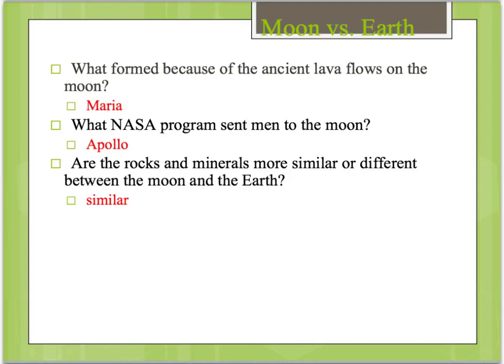So this is where you went into Mr. Cora's room and took a look at the samples from NASA. What formed because of the ancient lava flows on the Moon? That's going to be the Maria.